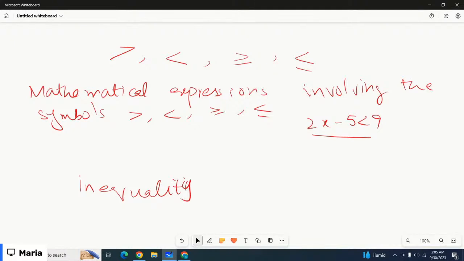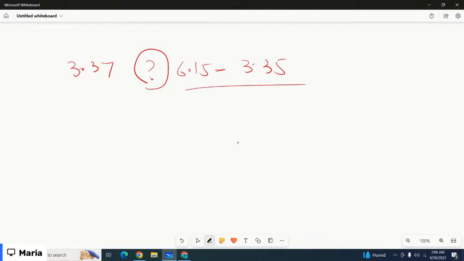The first example is 3.37. You have the missing sign, right? Then 6.15 take away 3.35. So you have a missing sign. Either it would be less or greater, right? So you have to solve the inequality and then you have to see if it is less or greater, right? Let's just solve this side. 6.15 minus 3.35, right?